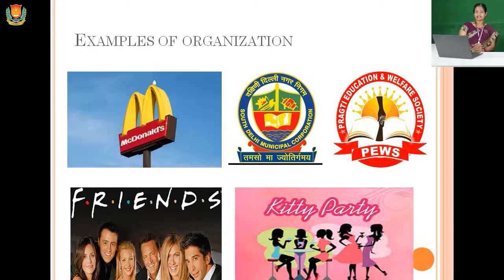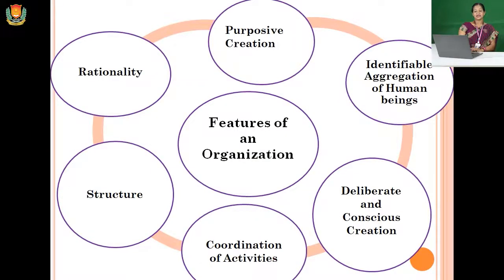Let's move to the next slide where we will talk about the characteristics of organization. Now, these are certain characteristics and features of organization. The first and utmost is purposive creation. When we create any organization, we have a certain reason behind it. Why am I going to create that particular organization? What is the reason behind it? And the people who join the organization give their consent to work to achieve that particular objective.